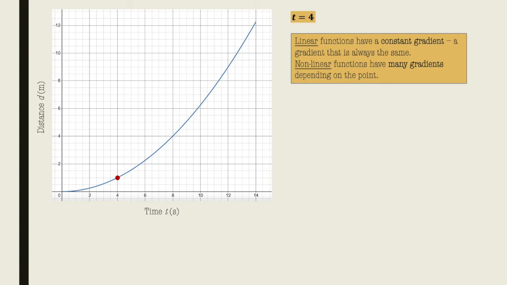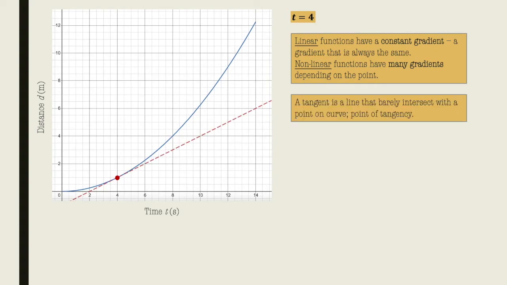What we are looking for is the gradient on the line at just t equals 4 and no other point. If we were to create a straight line with that gradient and the correct y-intercept, it would intersect smoothly with the parabola at just that point at t equals 4. This is called a tangent, a line that barely intersects with a curve at one point. The point with which it intersects, in this case (4, 1), is the point of tangency.